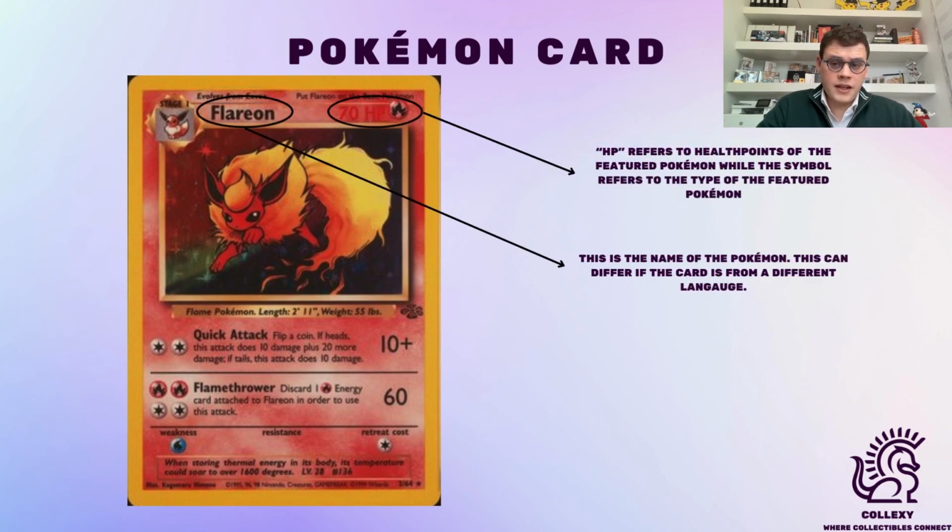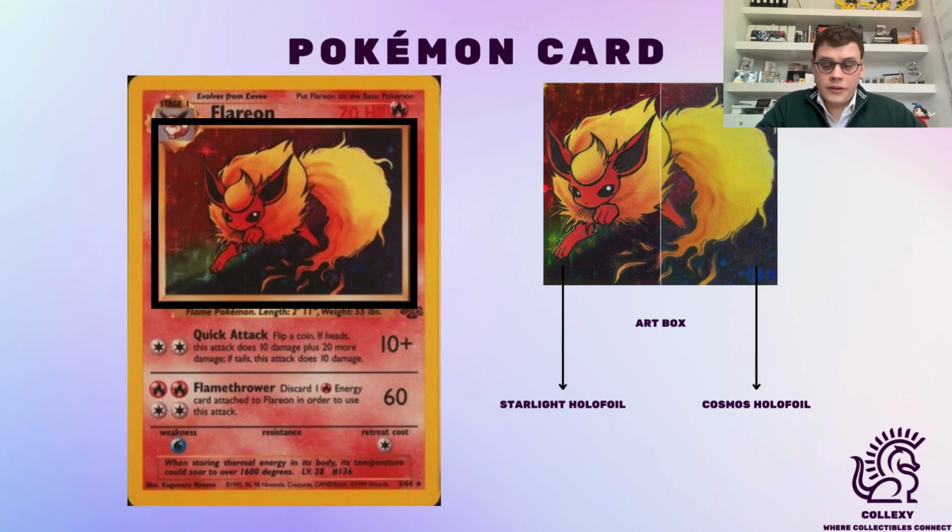Then the next part is that we can see the name Flareon, which is the name of the Pokemon in the art box, which can differ if it's printed in another language. And on the right hand side, we see the health points, which is HP, and the symbol, which is here a fire symbol because it's a fire Pokemon. Here we can see the art box of the Pokemon, which is basically where the Pokemon is in.